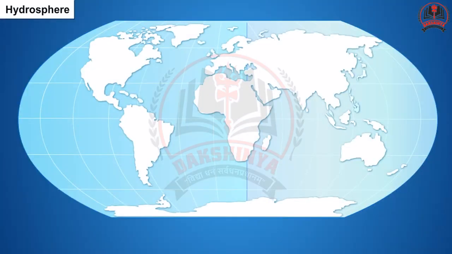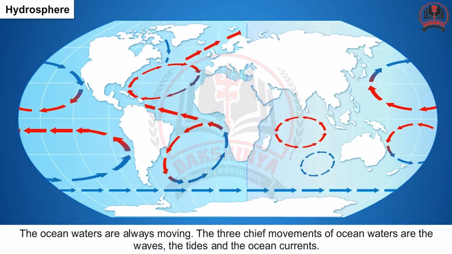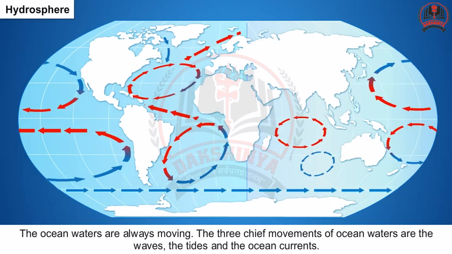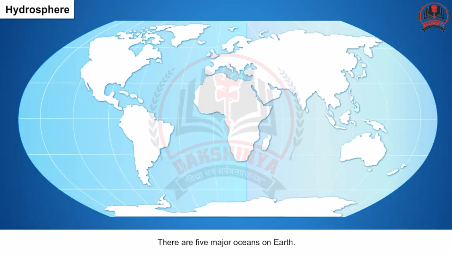Oceans are the major part of hydrosphere. They are all interconnected. The ocean waters are always moving. The 3 chief movements of ocean waters are the waves, the tides, and the ocean currents. There are 5 major oceans on Earth.